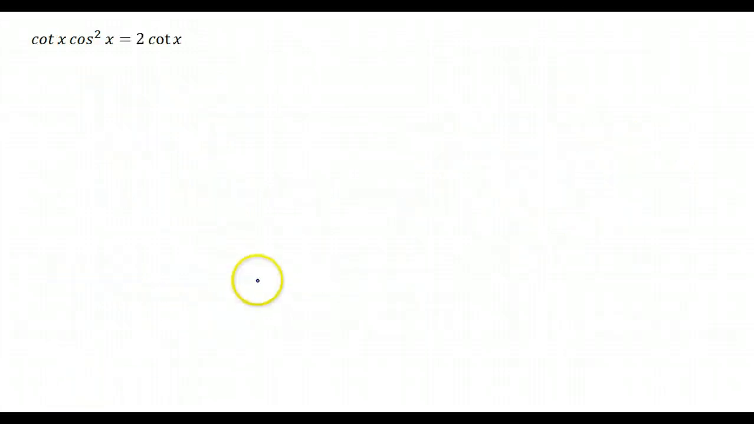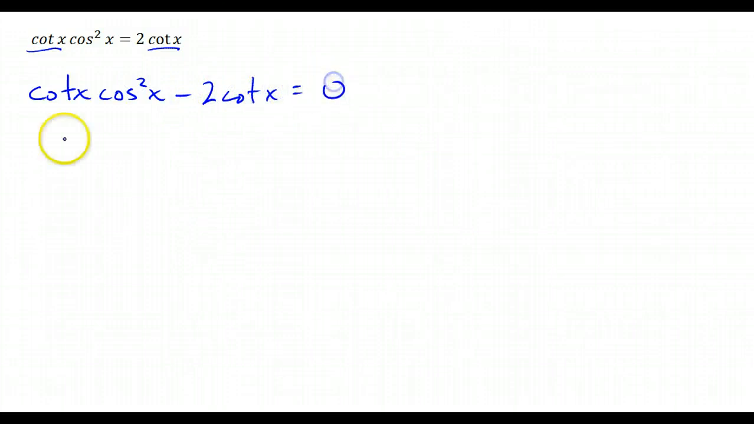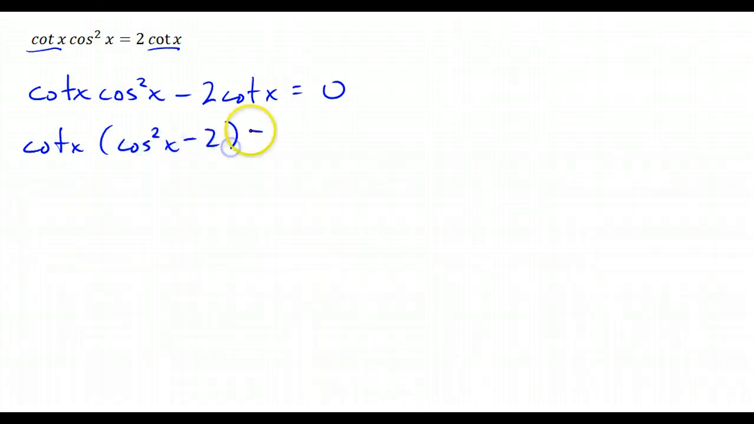Okay, here we have a mix of trig functions, cotangent and cosine. So let's get everything over on one side and see if we can factor. Do not divide by a variable expression. If you do, you're going to lose some of your answers. So you can only add or subtract. So I've got cotangent x cosine squared x minus 2 cotangent x equals 0. And you see I can factor out a cotangent x, leaving me with cosine squared x minus 2.